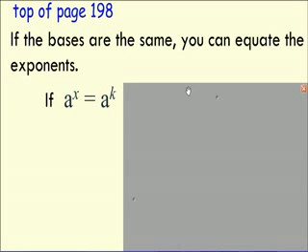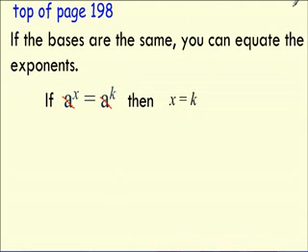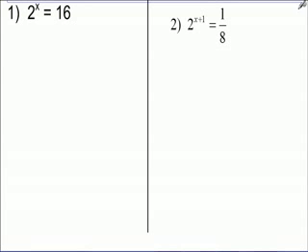Now, the property that we're going to use in order to solve simple exponential equations is in your books on page 198, and it states, if the bases are the same, then you can equate the exponents. So, for example, if you have some base a to the power of x is equal to the same base a to the power of k, then x is equal to k. So in other words, what essentially happened here is the bases got canceled and all you're left with then is the exponents. So we're going to go through 4 examples.